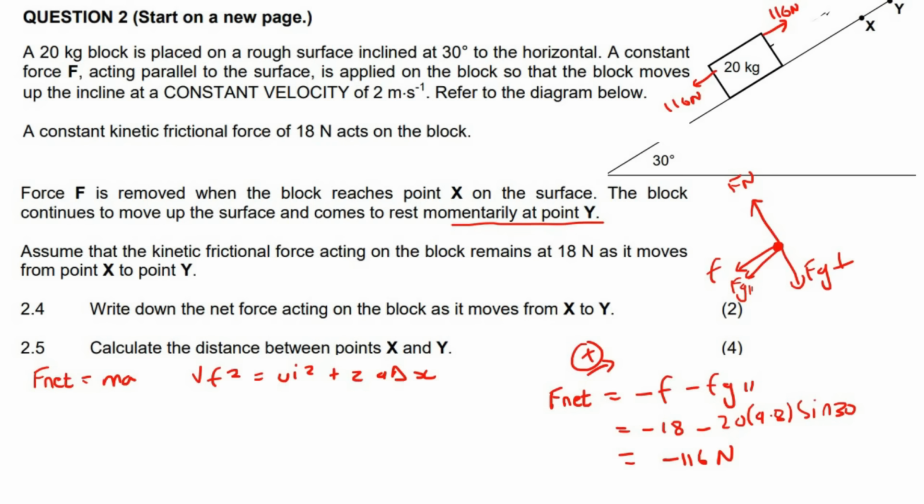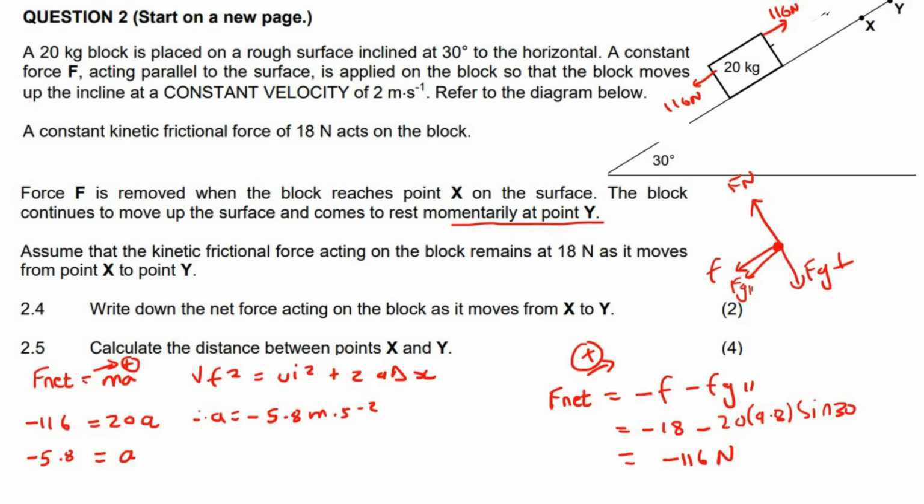So the F net is, and let's say upwards is positive. Okay, so the F net is minus 116. The mass of this object is 20. And so if we have to go work out the acceleration, we get minus 5.8. So let's just say that therefore, the acceleration is negative 5.8 meters per second squared. Now we can use that acceleration in this formula here.